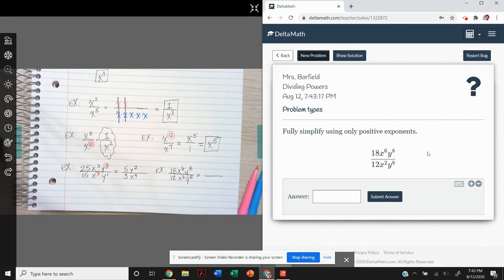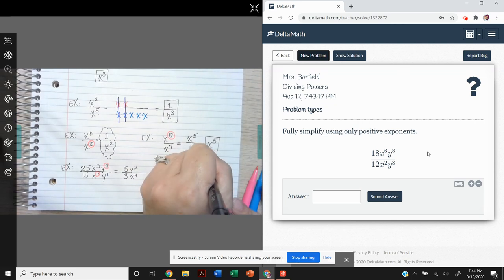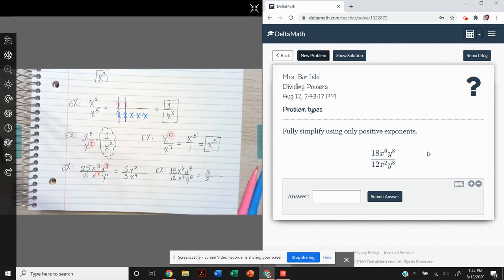I'm going to ignore the variables first. So just cover them up. Don't even look at them. Now I need to take 18 over 12 and simplify it. So I need to divide the top number and the bottom number by the largest number possible. So I can divide 18 and 12 by 6. 18 divided by 6 is 3, 12 divided by 6 is 2.